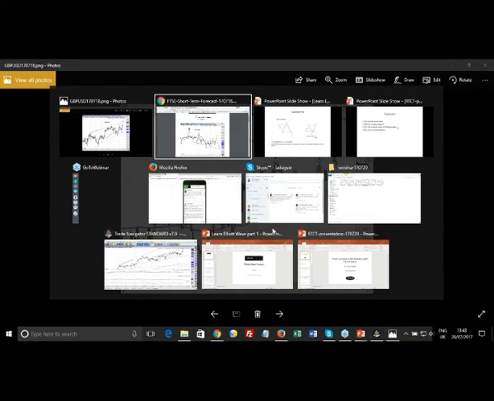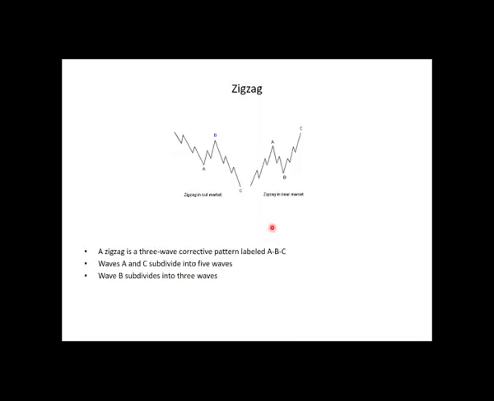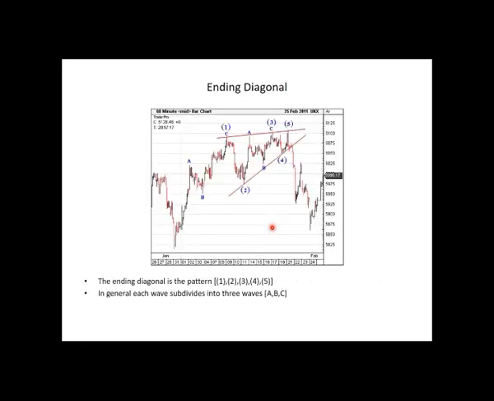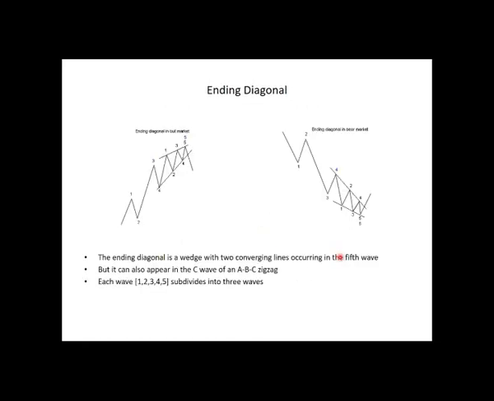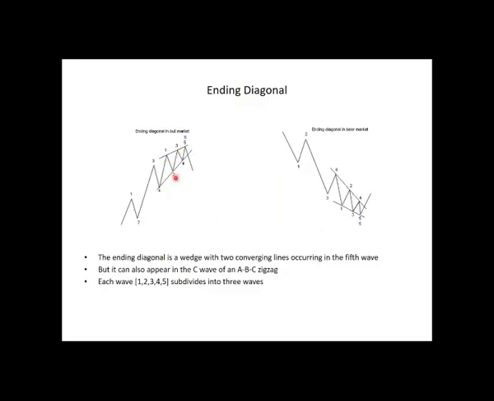And I'm going to show you the pattern in my library. Ending diagonal. So that one is a bull market because cable is rising. Cable is going up. And that is that pattern here in 5 waves, and it's like a rising wedge. It's like a wedge, 2 converging trend lines. So this is what we have here.